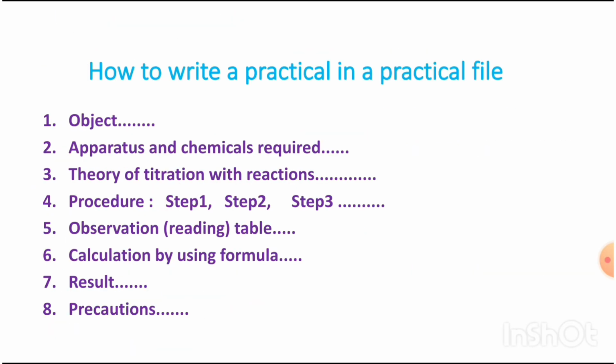How to write a practical in a practical file? First write the object, then write the apparatus and chemicals required. Then write the theory of titration with reactions. Now the fourth step will be the procedure. Write all three steps of the titration. Next will be to prepare the reading table and write the formula for the calculation. Lastly, write the results and the precautions.